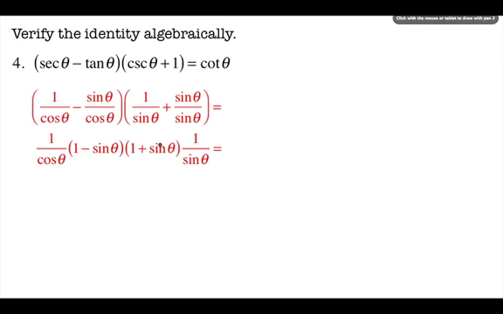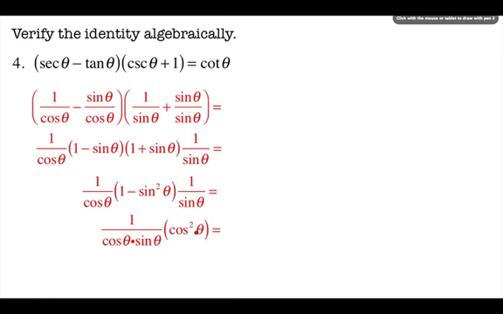At this point, I am going to FOIL these two binomials. This is what I get. Using the Pythagorean identities, I know that this is equal to cosine squared theta. And at this point, I have cosine squared theta over 1. So I can cross one of them out. I cross this one out with cosine theta here. And then I'm left with cosine theta over sine theta, which is cotangent theta. This is what I want it to equal. I want it to equal the right-hand side, which is cotangent of theta.